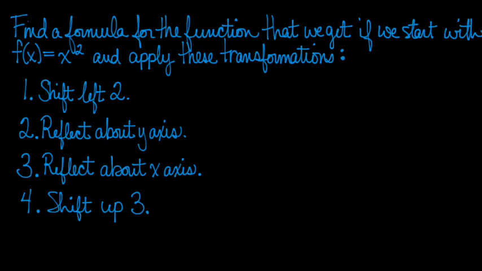I'm going to work a pair of examples in which I start with a basic function formula, f of x equals x squared, and I apply a series of 4 different transformations to get a more complicated formula. And I'm going to start with this sequence right here. Shifting to the left 2, reflecting about the y-axis. Now that's not the upside down kind of reflection, that's side to side. Then I reflect about the x-axis, and then I take that function and I shift it up 3 units.